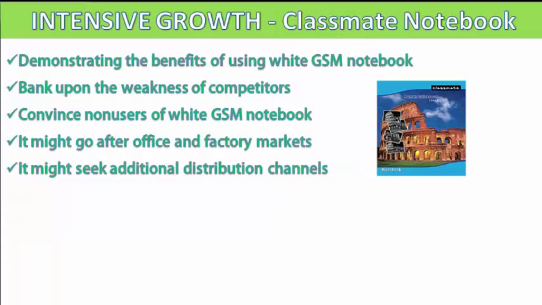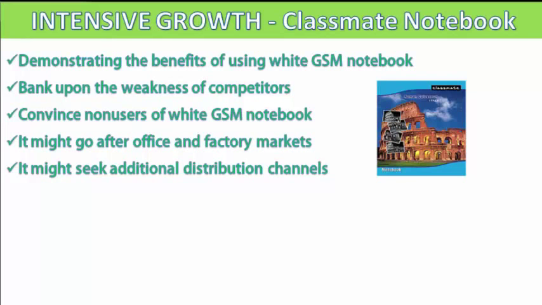Now the intensive growth of Classmate Notebook. They can show the benefits of using the white GSM notebook, that means more clarity, more smooth writing, and other things. It could also try to encourage its current customers to buy more by demonstrating the benefits of using their notebooks as they are more environmentally friendly. It could also try to attract competitors' customers if it noticed major weaknesses in their products or marketing programmes. That means you are also studying the competitors' marketing strategy, and if there are any loopholes, you may use that loophole to your own advantage.